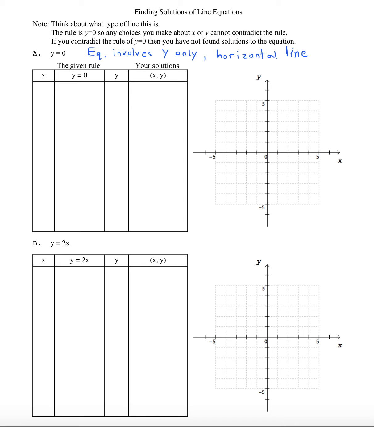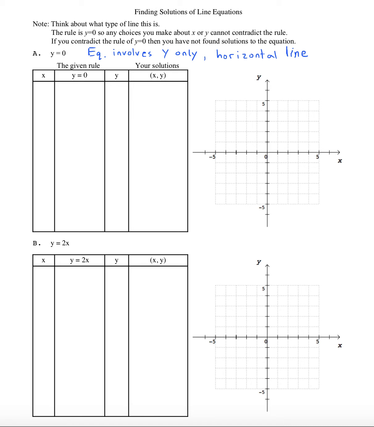So at this time, we want to find coordinate pairs that we can graph as what are called solutions to our line. Those will be points on the line itself. And then from those points, we can graph that line. So you have to start by making a choice here for either x or y. And the only one condition is you can't contradict the given rule. The given rule is y equals 0. So whatever you put down, it can't go against that.